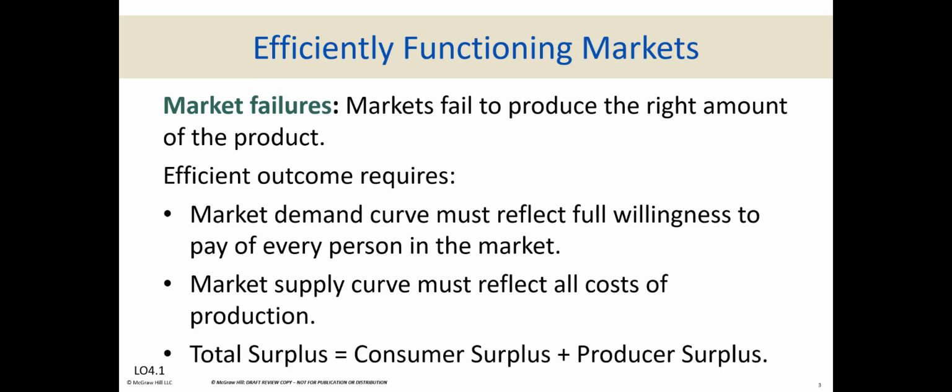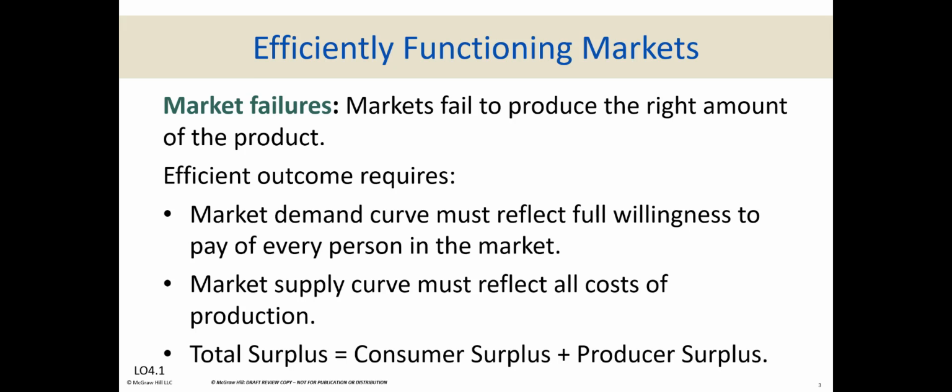As I said, markets are an efficient way to allocate resources through demand and supply. Why? Because when you demand something, you actually show your willingness to pay. And given your willingness to pay, firms are producing the product that you demand. At the end, you get what you want and sellers get their profit. Therefore, both sides are happy. But there are cases where markets fail to produce the right amount of the product. Just remember that an efficient outcome requires that market demand reflect the full willingness to pay of every person in the market, and the market supply curve must reflect all costs of production.